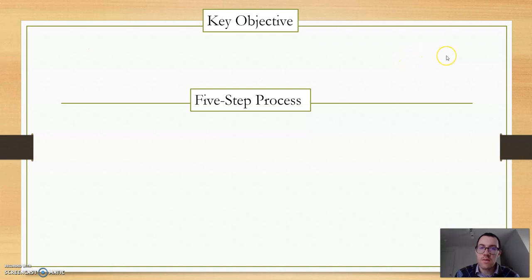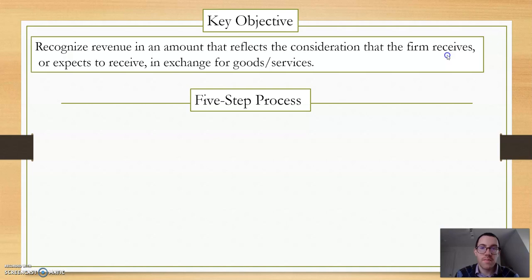So the key here is that there's a 5-step process to revenue recognition proposed by the FASB. The objective here is to recognize revenue in an amount that reflects the consideration that the firm receives or expects to receive in exchange for goods or services.